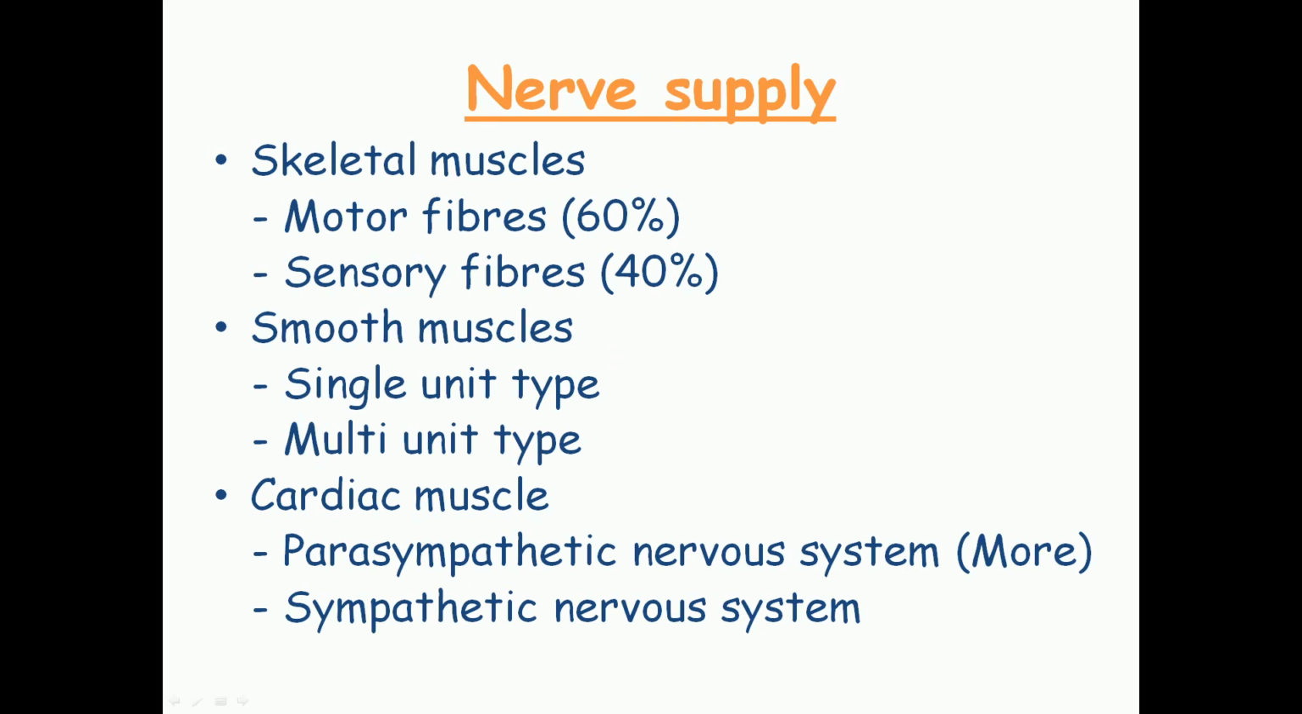Now let's see about the nerve supply of the various muscles. As you all know, skeletal muscles receive a major nerve supply from motor nerve fibers. They receive 60% nerve supply from motor fibers, and they receive 40% nerve supply from sensory fibers. The smooth muscles are classified into single unit type and multi-unit type based on their nerve supply.